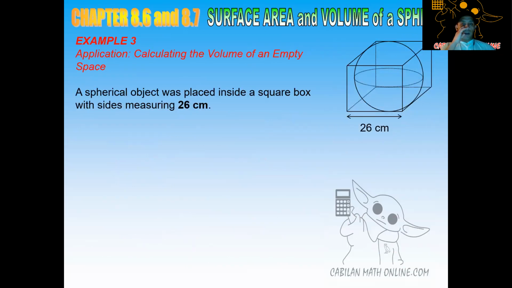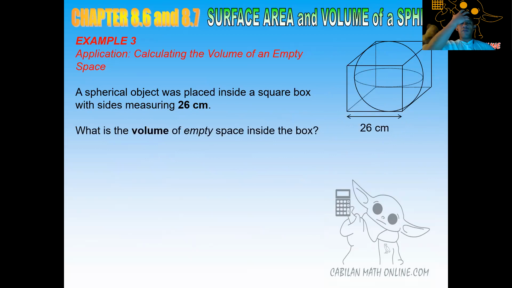All right, so the next example we're going to look at is a composite figure of two shapes, and this time we're looking in 3 dimensions. What we have here says a spherical object was placed inside a square box with sides measuring 26 centimeters. What we want to do here is find the volume of the empty space inside the box.